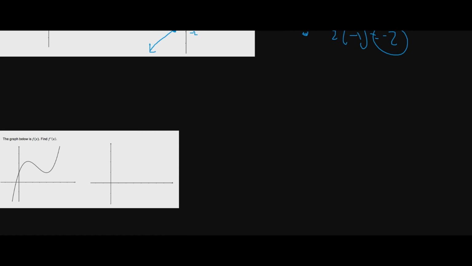Okay, so let's take a look at this graph here. Let me just zoom in. Here is the graph of f of x. Find f prime of x. So what we want to do is sketch the derivative of this graph. But most importantly, if we think about increasing or decreasing intervals, that's what's going to help us do this.